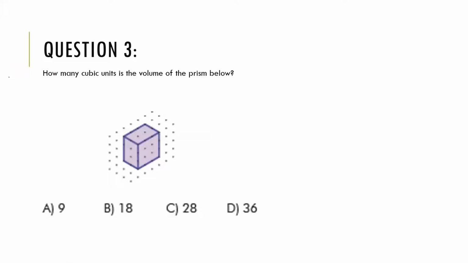The third question is, how many cubic units is the volume of the prism below? The length is 2. The width is 3. And the height is 1, 2, 3. So we multiply all of them: 18 unit cubes. The answer is B.